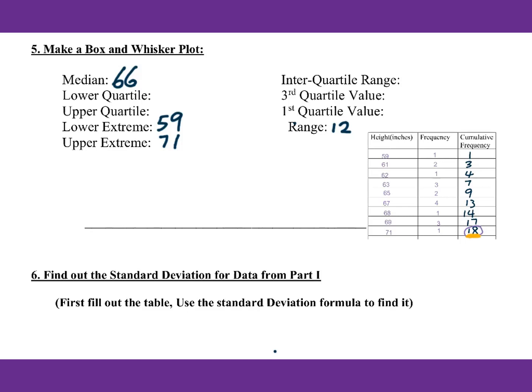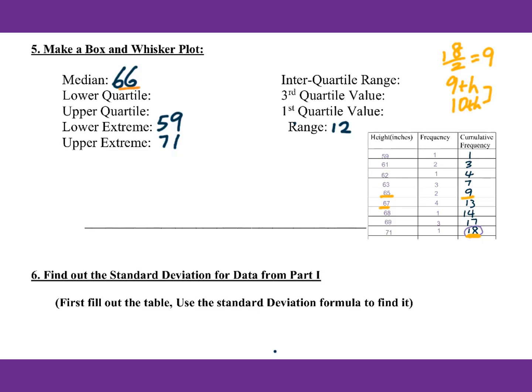Altogether it's 18 data. So 18 divided by 2, you will get 9. Means the 9th data and 10th data. That's the middle number. So we get the 9th and 10th, that's 65 and 67. Add together, divided by 2. We got this median. That is 66.